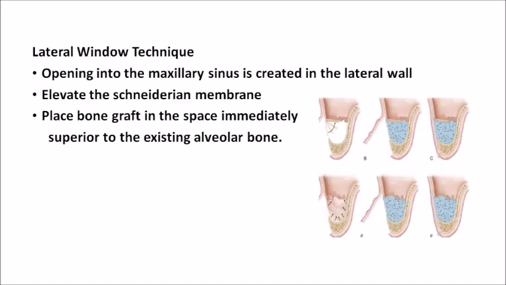Coming to the lateral window technique, here we open into the maxillary sinus through the lateral aspect, through the lateral wall. So we are visualizing, not like the blind technique of crestal elevation. We can see the maxillary floor now, and then we can elevate the Schneiderian membrane or the lining of the maxillary sinus. Then we can place the bone graft in the space superior to the existing alveolar bone, and this will increase the height of the alveolar bone. Here we can obtain more alveolar height gain when compared to the crestal approach.